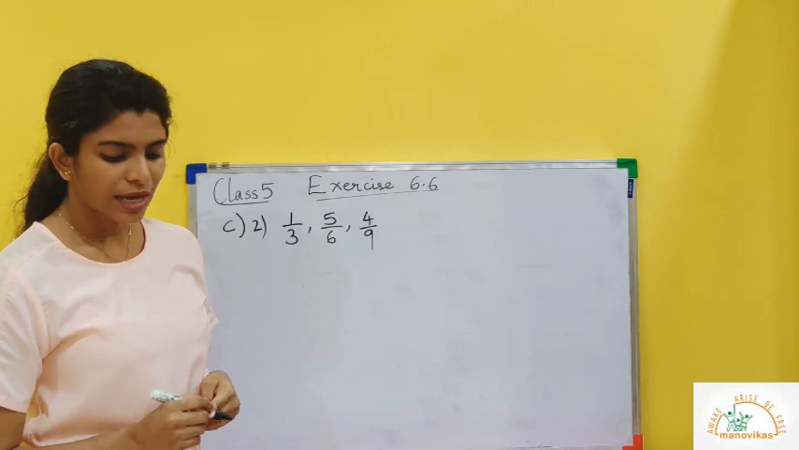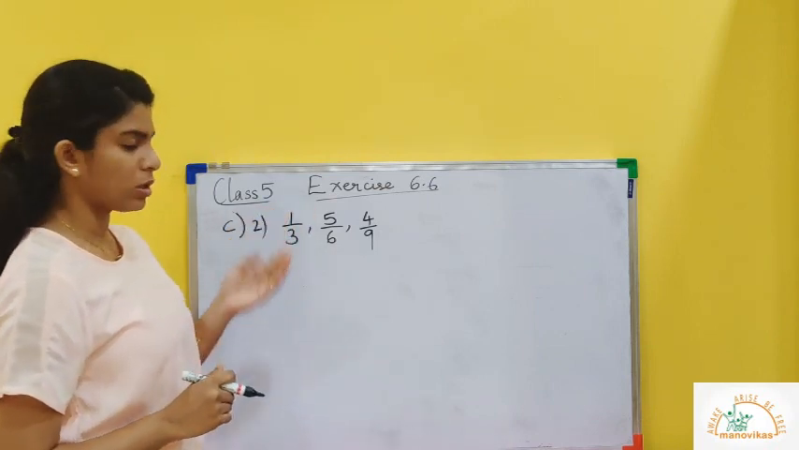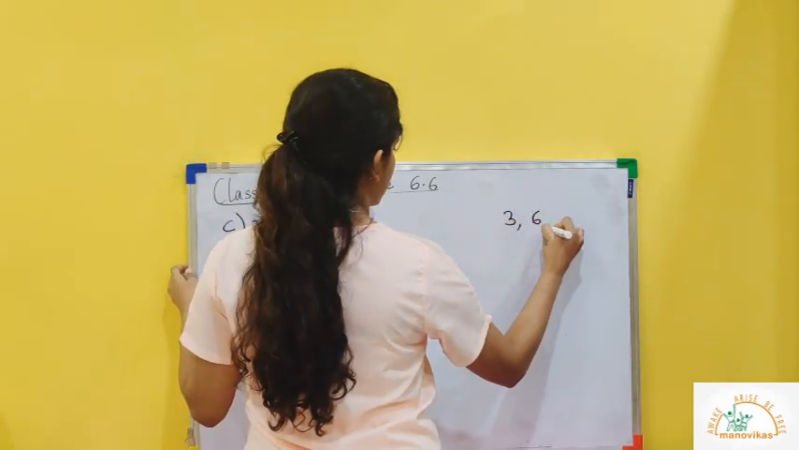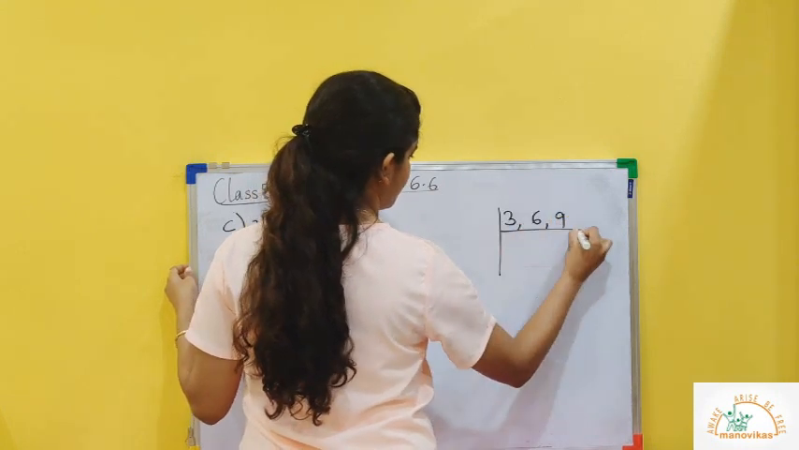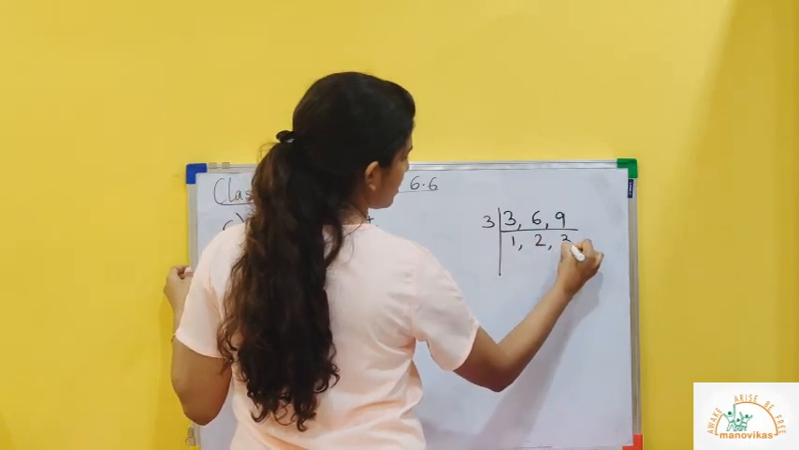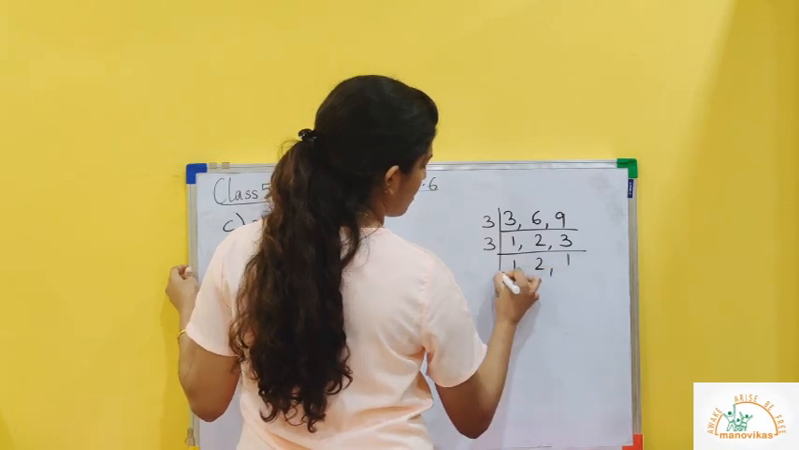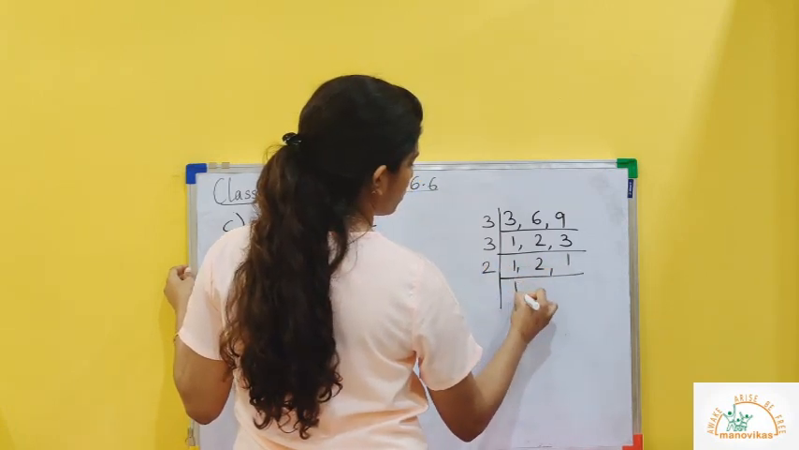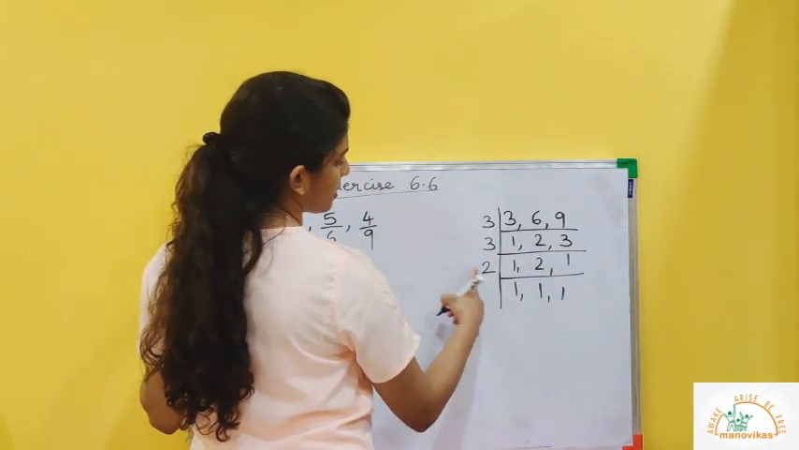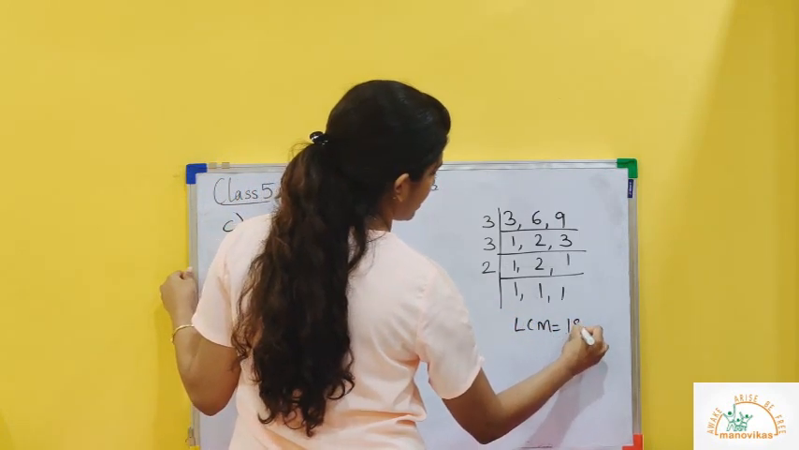Question C. Write in ascending order using the symbol. 1 upon 3, 5 upon 6, 4 upon 9. So we have to find the LCM of all these three numbers: 3, 6 and 9. 3 1s are 3, 3 2s are 6, 3 3s are 9. 3, bring down 2, 3 1s are 3. 2 1s are 2. So what do we get? 2, 3 into 3, 9, 9 into 2, 18. LCM here is 18.